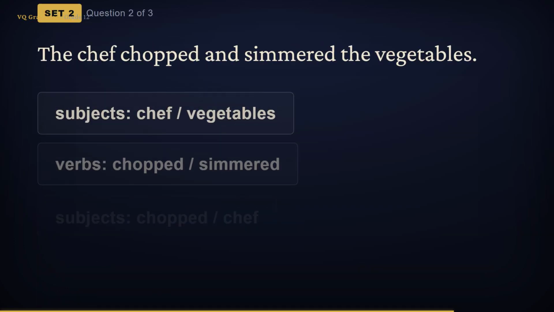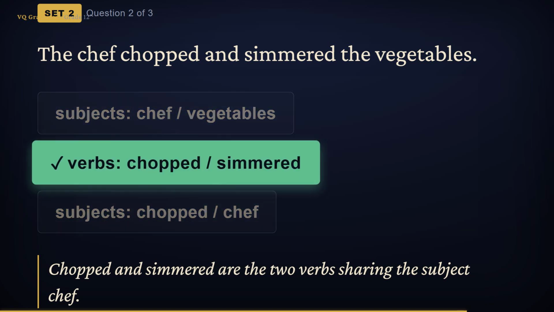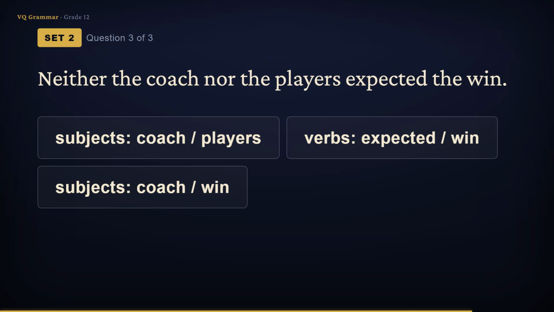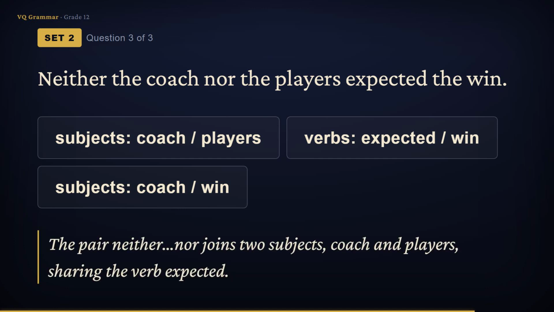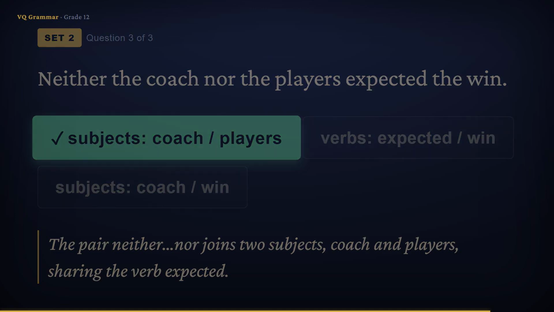The chef chopped and simmered the vegetables. 1 subject, the chef, but 2 actions joined by and. What are they? Chopped and simmered. So the 2 verbs are chopped and simmered. Neither the coach nor the players expected the win. Here's a matched pair, neither, nor, and it joins 2 subjects, the coach and the players. They share 1 verb, expected, so the 2 subjects are the coach and the players.